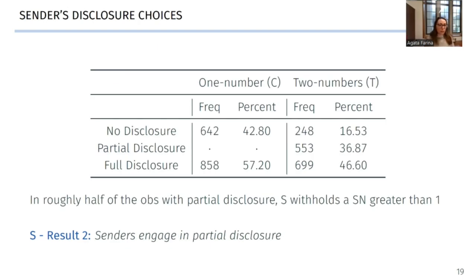Finally, our last behavioral prediction about the sender was about the use of partial disclosure. According to the theory, partial disclosure should not be used in the data. However, we find that it's used more than 36% of the time, and that half of the observations in which partial disclosure is used see a sender withholding a secret number that is greater than 1. So we do have evidence that senders engage in partial disclosure.